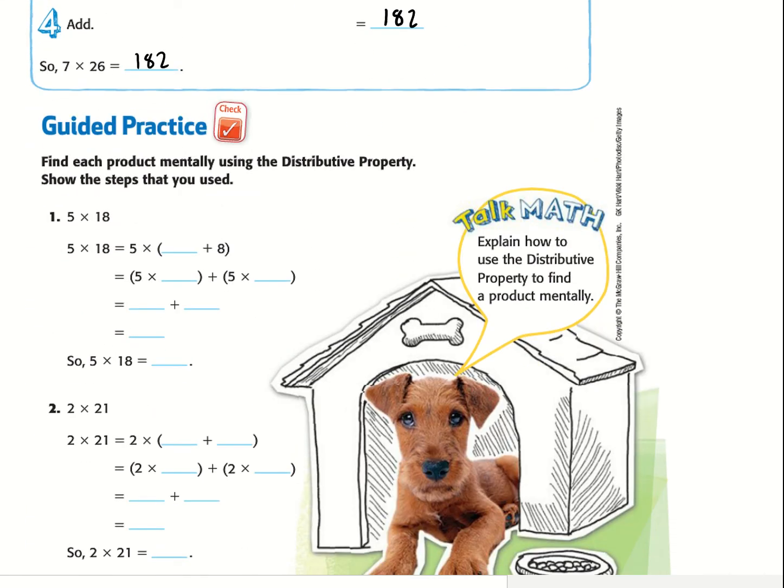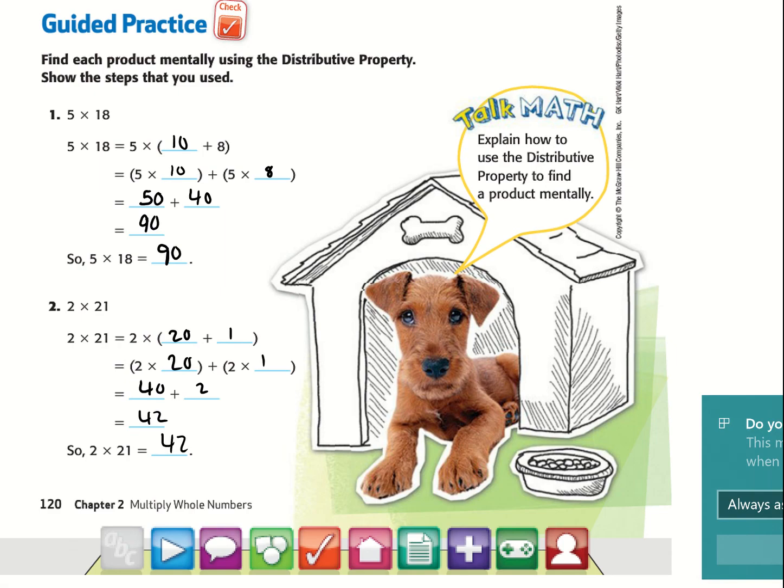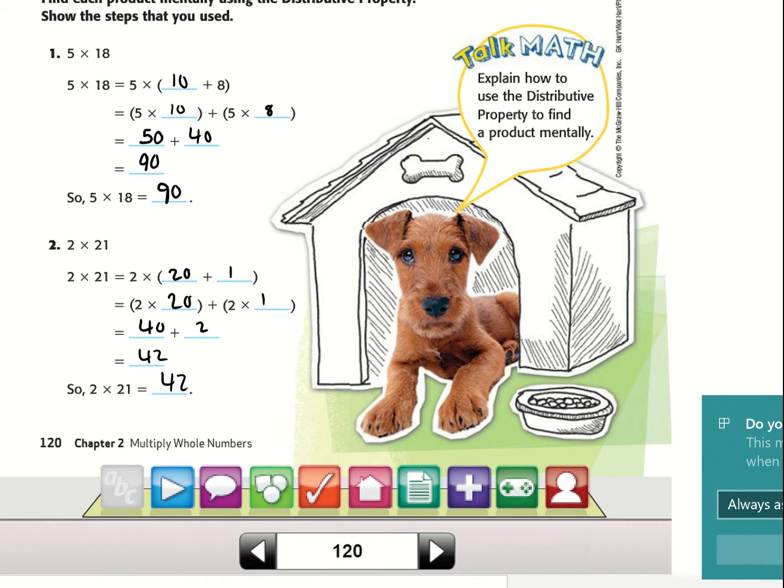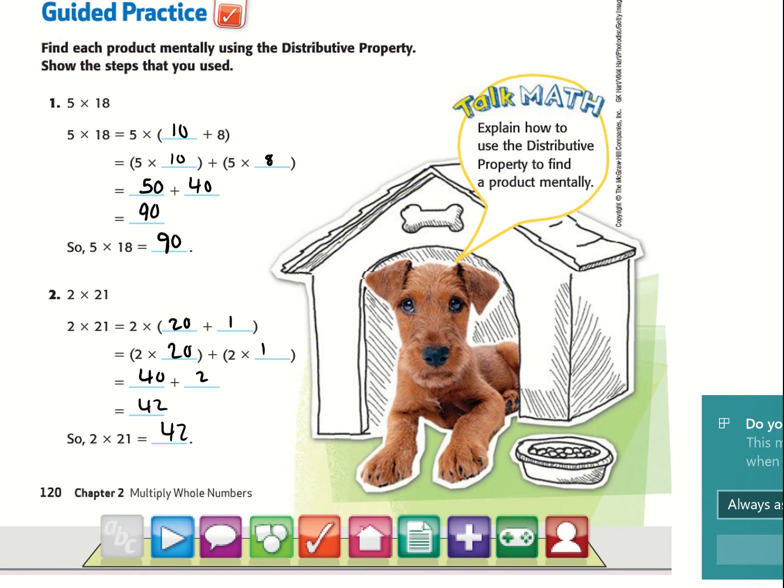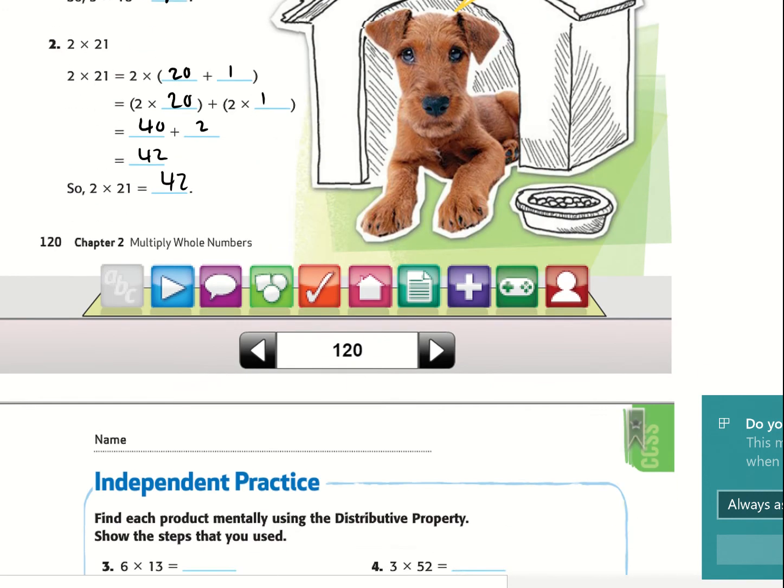So the guided practice, go ahead and try the guided practice and pause the video and then check your answers with mine. Alright, so after we did this, for number 1, I got 90. Number 2, I got 42. So 18 is going to be split up between 10 plus 8. And 21 is going to be split up by 20 plus 1. And then we distribute the other factors and add up the sums.